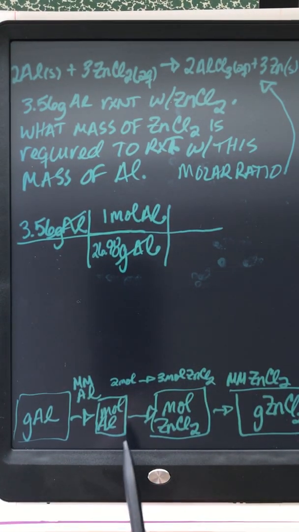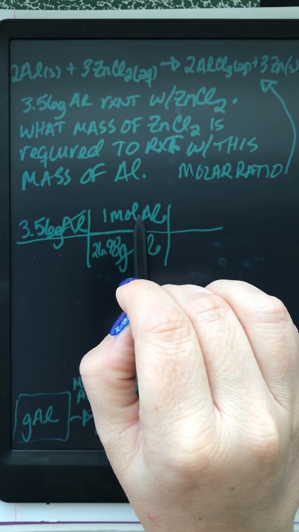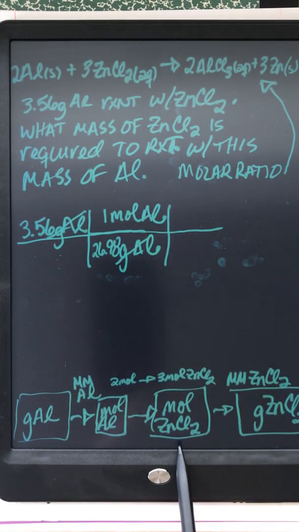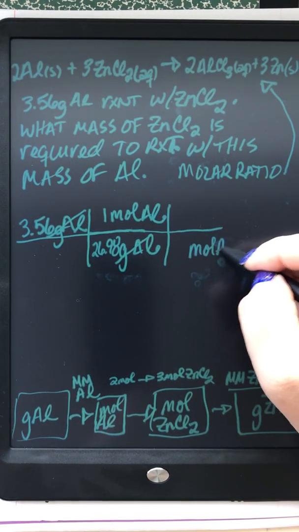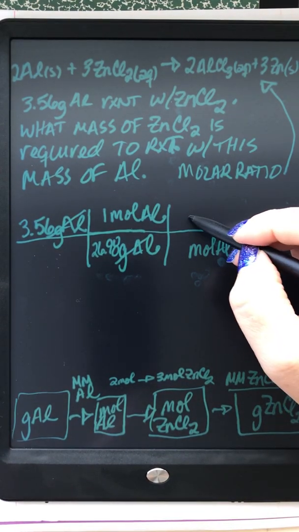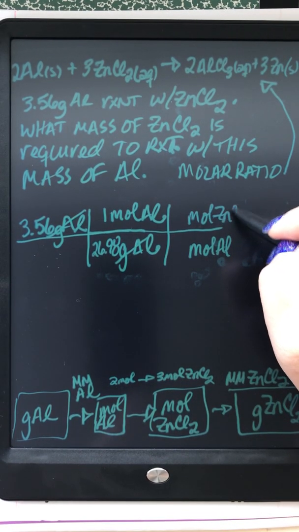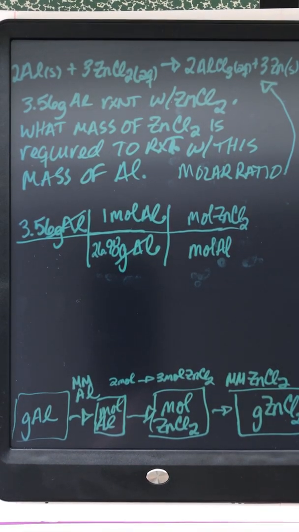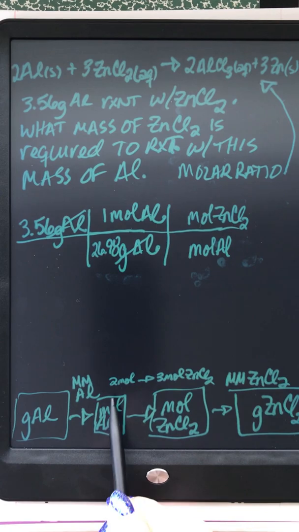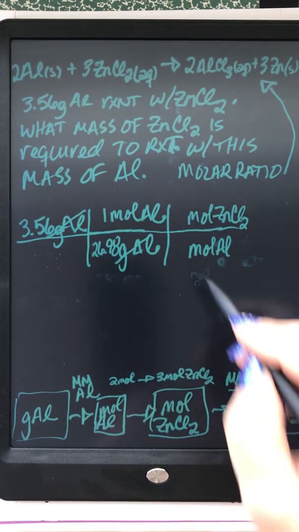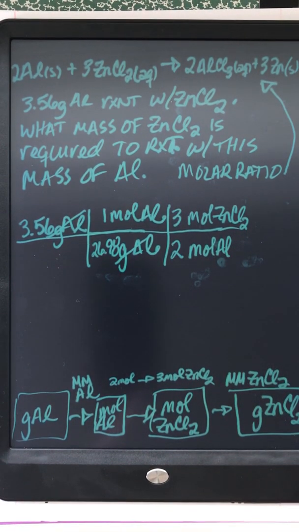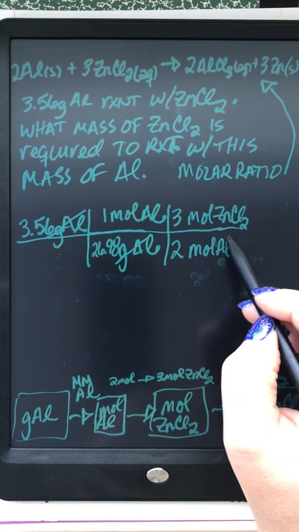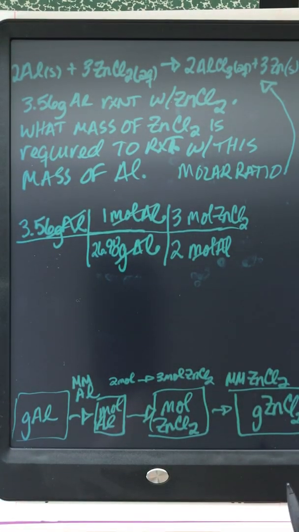And then going from moles of aluminum, I want to get to moles of zinc chloride. So that means I want moles of aluminum down here, so they'll cancel, and I want moles of zinc chloride up top. Specifically, we know that there's 2 moles of aluminum for every 3 moles of zinc chloride. So moles of aluminum will cancel with moles of aluminum.